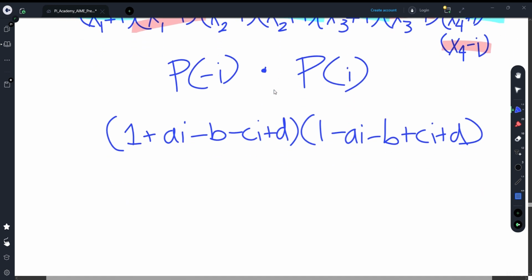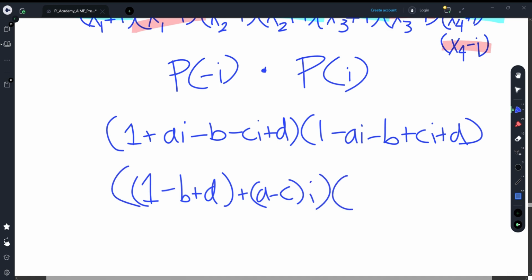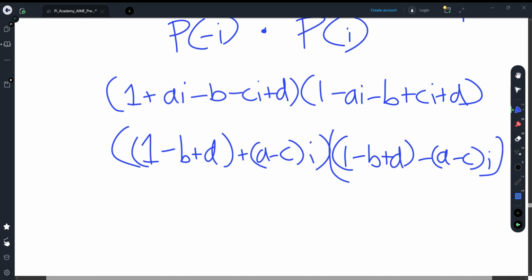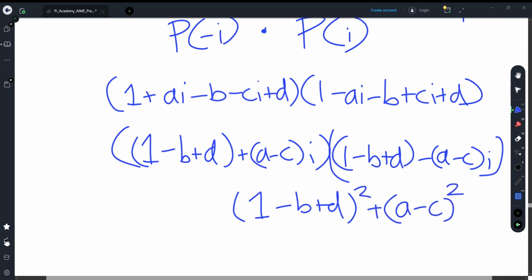So we want to evaluate this. We first take all the i terms, which is 1 minus b plus d plus a minus ci. So this is our expression right now. And doing difference of squares, this is just 1 minus b plus d squared plus a minus c squared.